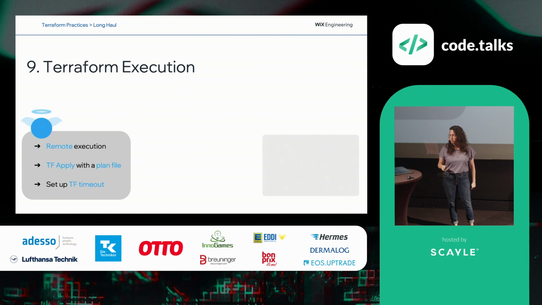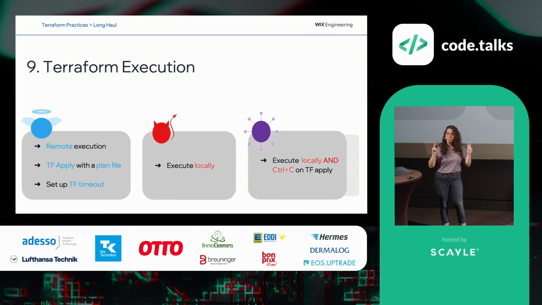Terraform execution, I'm not going to cover it too much because I don't have time. Remote execution for the win. Apply with a plan file and set up a Terraform timeout, because if not, then you may be forced to run it and then maybe do Control-C. And trust me, you don't want to do Control-C. Don't do Control-C when you run terraform apply. I did it when I just started out with Terraform, and it messed up my state. I don't know if they fixed it by now or not, but I don't want to find out. So try to avoid Control-C when you run terraform apply, and try to also just do remote execution, and all these things will get avoided by design.